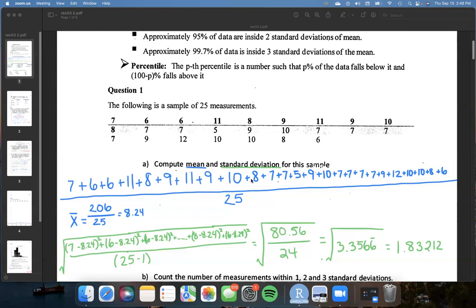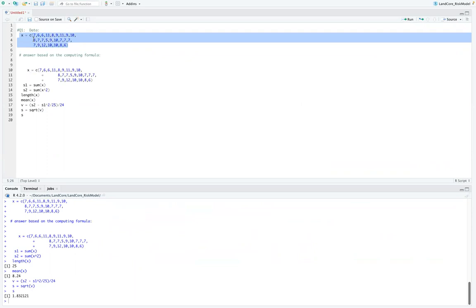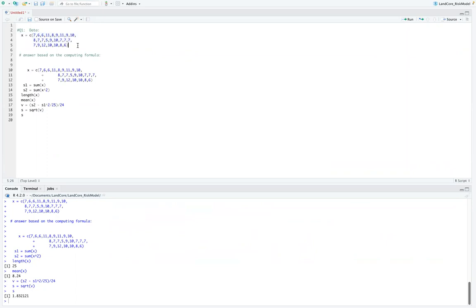So I guess I'll hop over to R right now. Here we have the data. I entered in the data, so we have 7, 6, 6, 11, all the way to 8 and 6. So we have everything written here. Then we're going to have S1 be the sum of X, and S2 be the sum of X squared. The length, we want to find the length of X to make sure we have all 25 points.